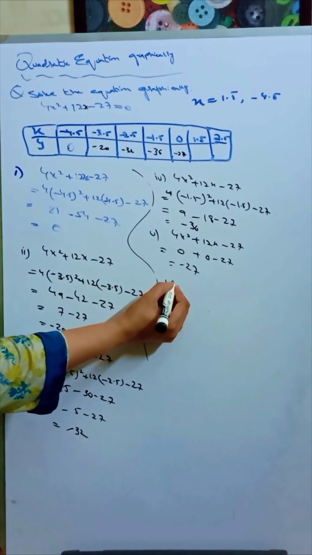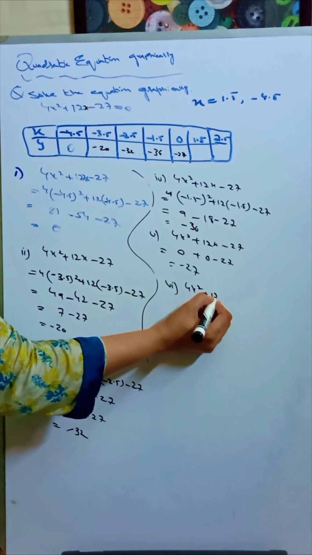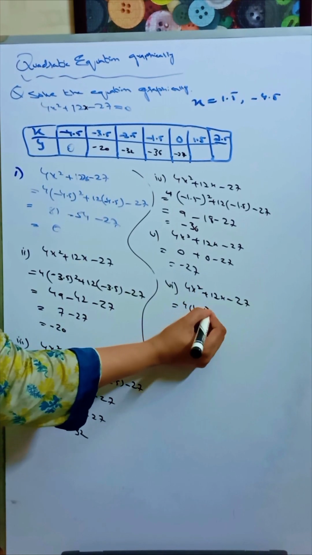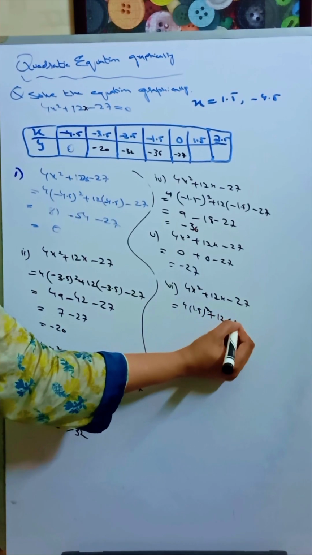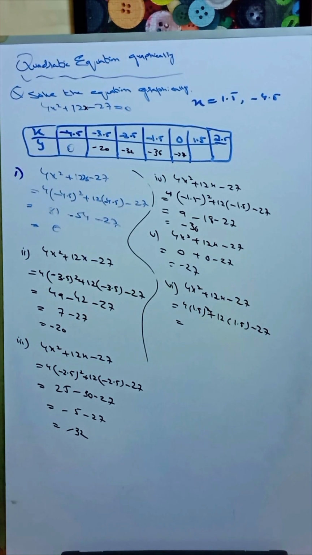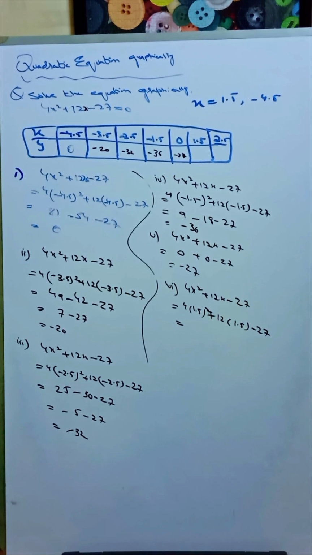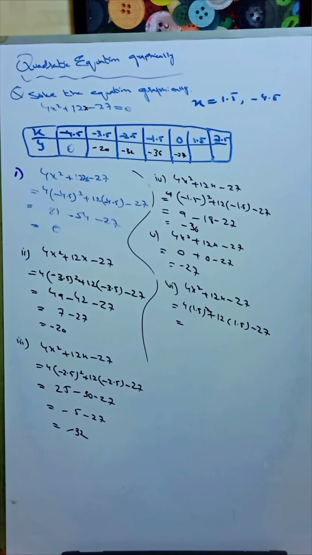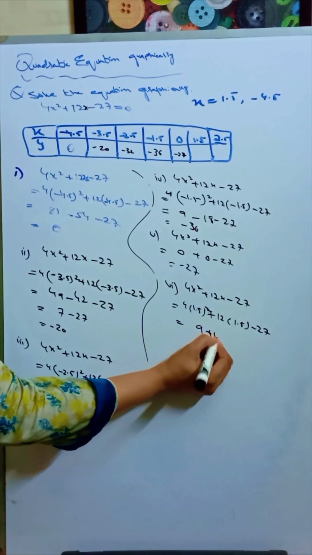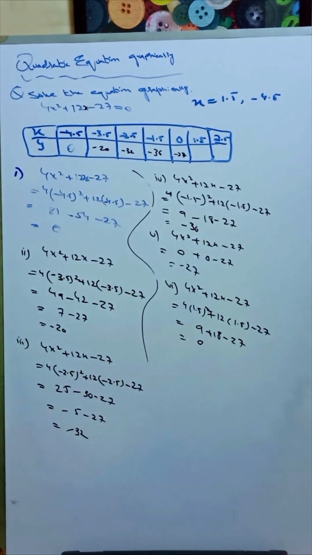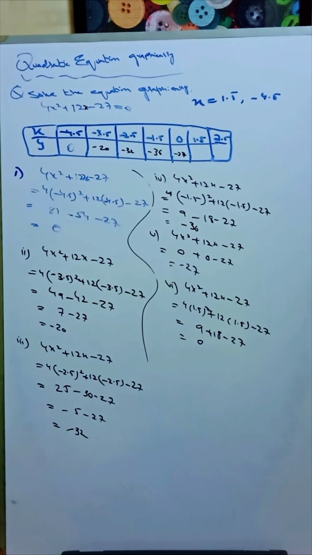Alright. Number 6. 4x² plus 12x minus 27. Now what is x squared here? 1.5 squared plus 12 times 1.5 minus 27. So 1.5 squared multiplied by 4. Now it's positive, right? 9 plus 18, minus 27. So 9 plus 18, what is it? 27, minus 27. What is the answer? 0 here. So at 1.5, the value of y is 0.